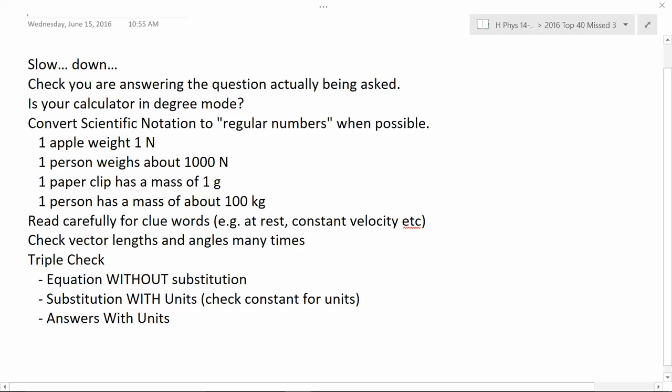But the biggest thing is to breathe. Unlike most of your practice, you have 3 hours if you want it to do the exam. Just go slowly, carefully, make sure you've answered all the questions that are being asked. And don't forget to have a good time.